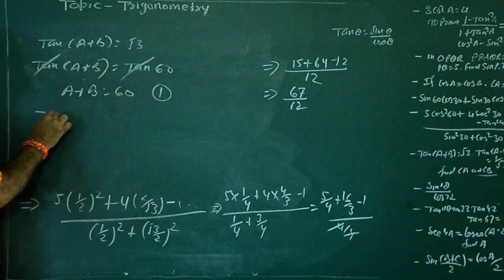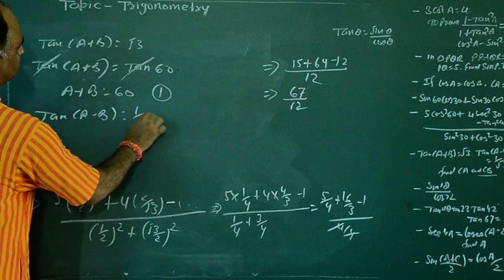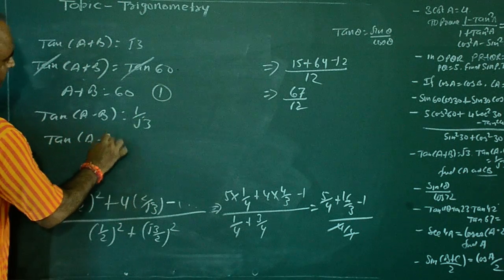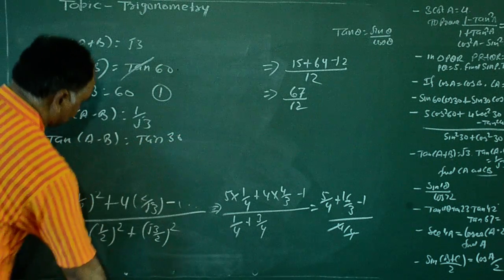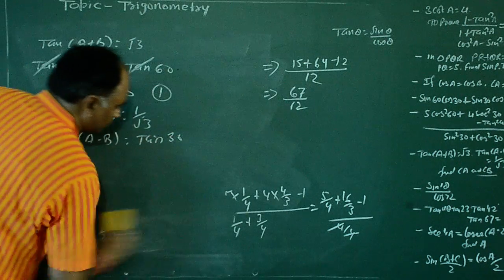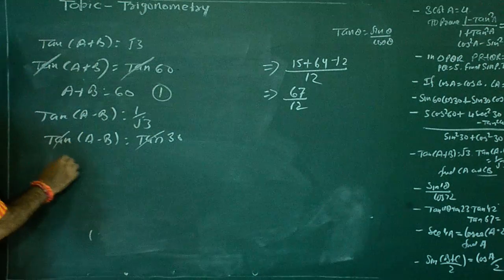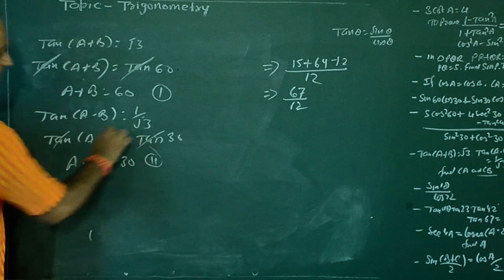Similarly, tan a minus b equal to 1 upon root 3 is given, so you will put here tan a minus b equal to tan 30. Come on, look, tan cancel, and you have got a minus b equal to 30. That is equation number second.